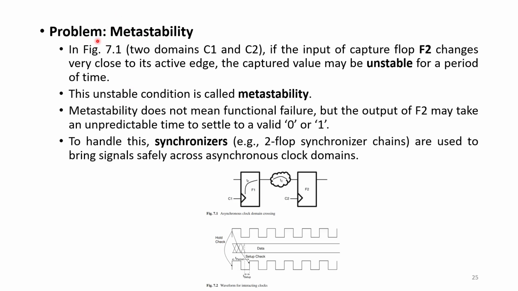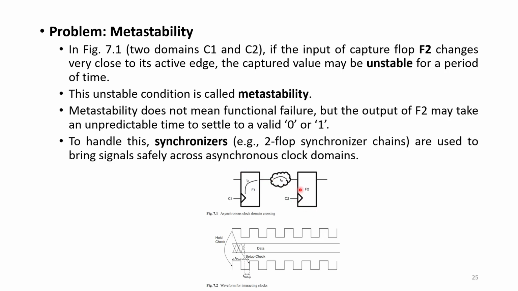Next, coming to the problems. Generally, the problem that we face is metastability. So let us understand what is meant by metastability. In figure 7.1, there are two domains C1 and C2. This figure has two flip-flops F1 and F2. One is driven by C1, another one is driven by C2, and there exists a common data path from C1 to C2. If the input of capture flop F2 changes very close to its active edge, the captured value may be unstable for a period of time.